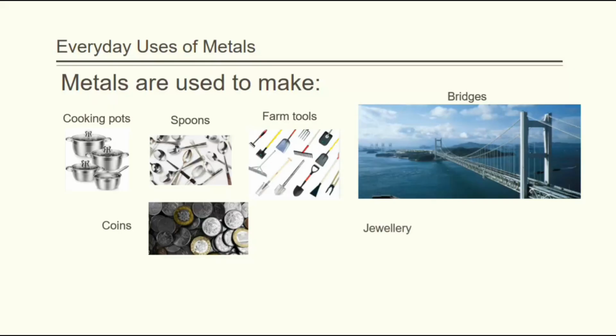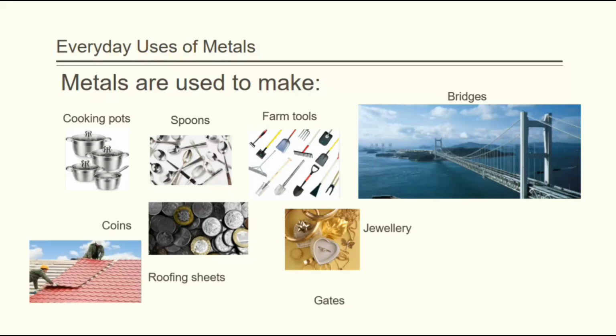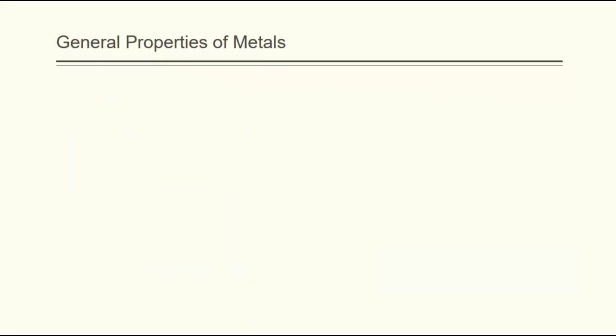We can also use metal to make jewelry. We can also use metal for roofing sheets. We can also use metals to make gates. Metals can also be used to make vehicles. Now let's look at the general properties of metals.